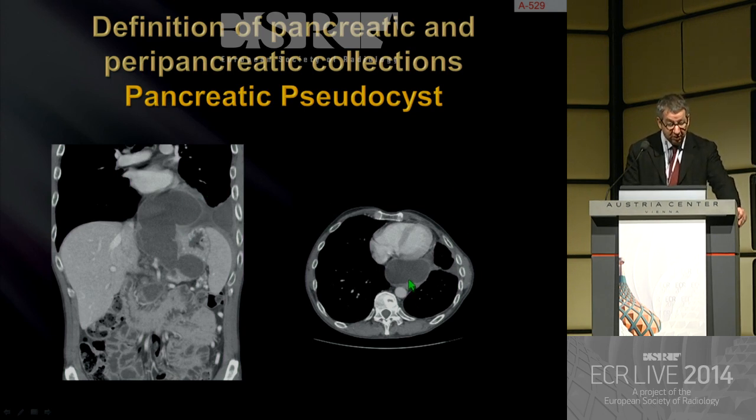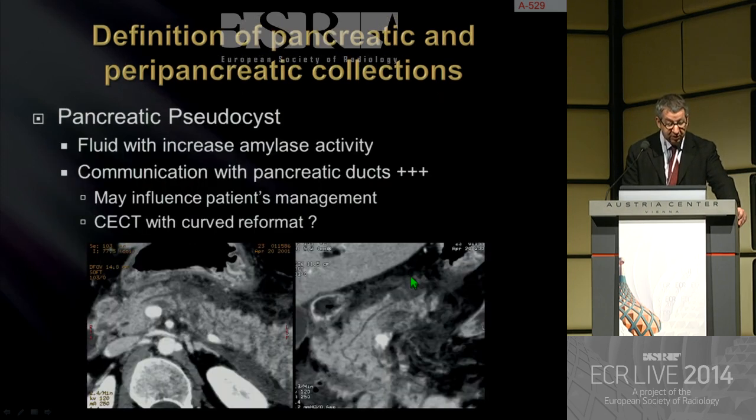Some pseudocysts may appear in very bizarre locations, including the mediastinum, as you know. And we also have to know that in pancreatic pseudocysts, the fluid inside the cyst will have increased amylase activity. That increased amylase activity is related to a disruption of the pancreatic duct with communication between the cyst and the pancreatic ducts. It may be important to assess that condition and to make a diagnosis of duct rupture because it could influence patient management.